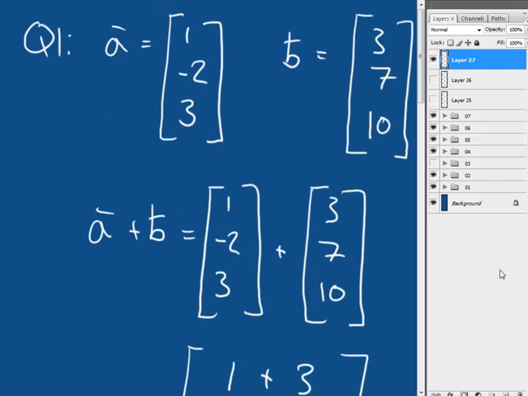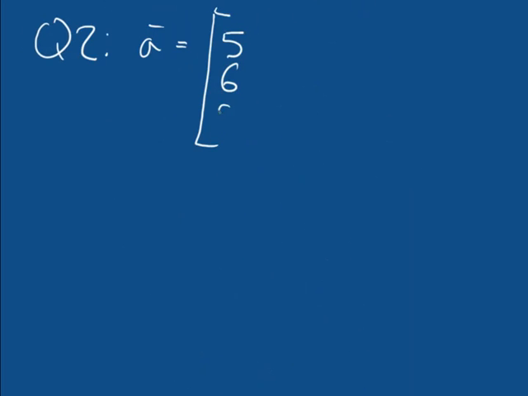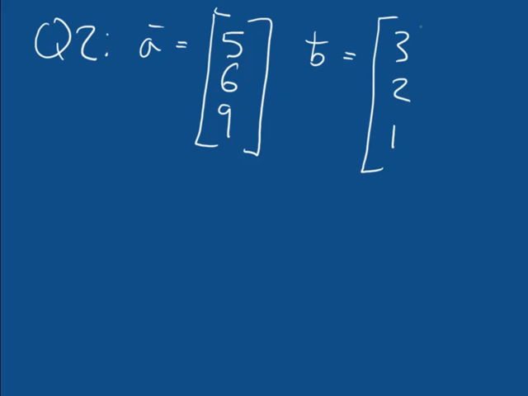I'm going to set a couple of additional questions. So let's set question 2, and in this case I'm going to set a subtraction. So let's say we had a vector A equal to, let's say, 5, 6, and 9, and a vector B equal to 3, 2, and 1. So what I'd like you to calculate, please, is A minus B. So go ahead and pause the video, and when you come back I'm going to work through the solution here on the whiteboard. Okay, welcome back everyone.